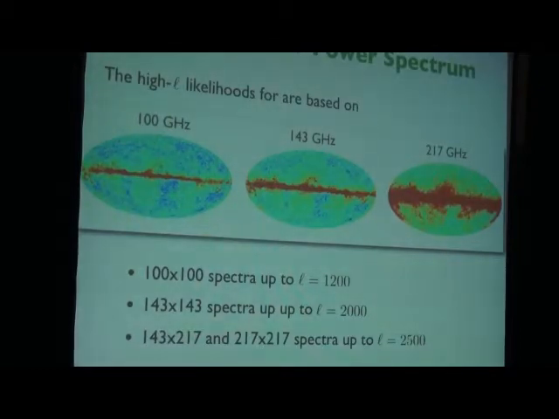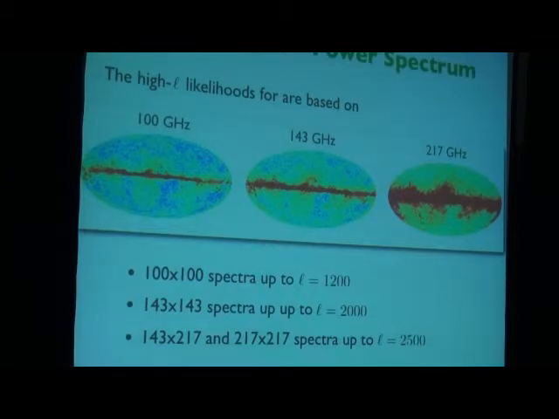The likelihoods, both of them, CamSpec and PLIC, are based on the maps at 100 gigahertz, 143 gigahertz, and 217 gigahertz, and they use the spectra at 100 gigahertz up to about L of 1200. The ones at 143 gigahertz up to about 2000, and then the cross spectrum between 143 and 217, and the spectrum of 217 out to about 2500.